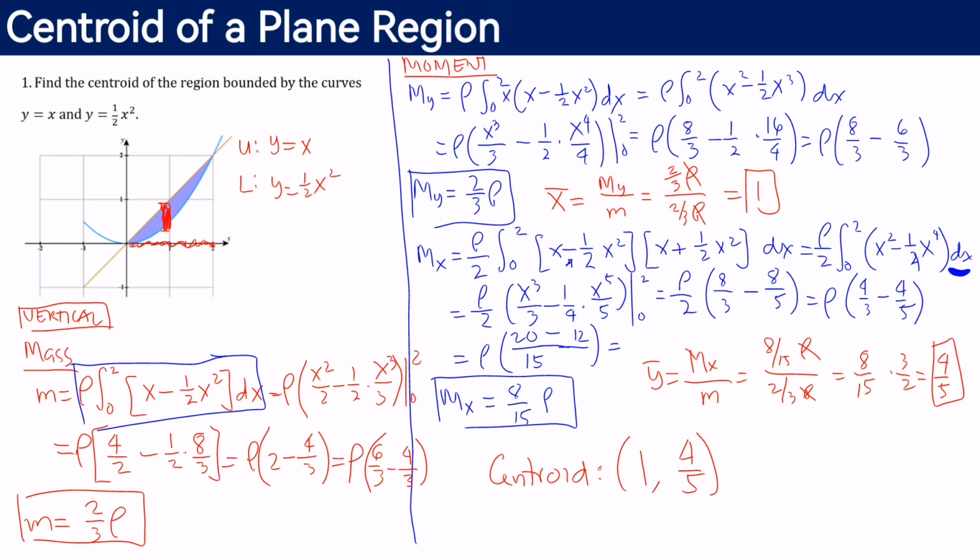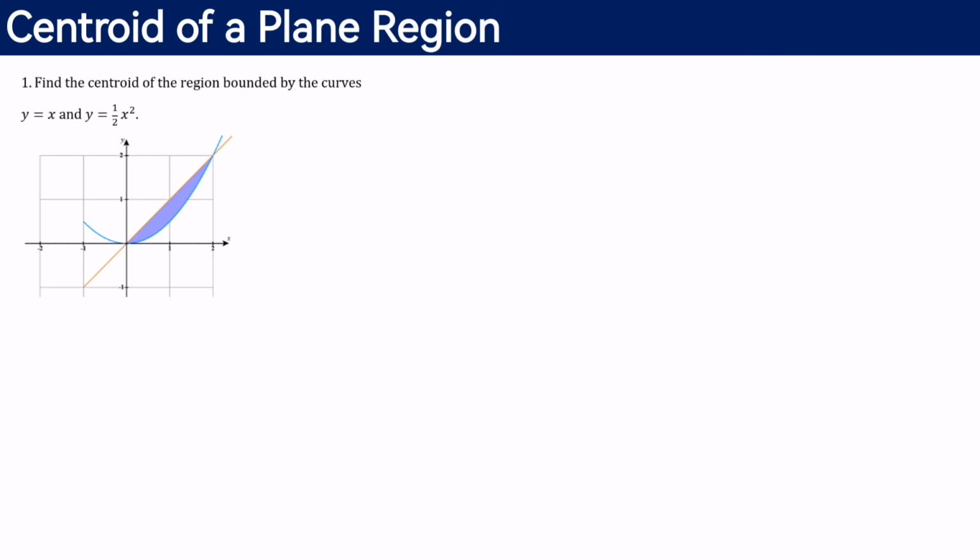That's it. Now let us solve this by considering horizontal rectangles. If that is the case, then our integration will be in terms of y from 0 to 2. Let me write that here, horizontal rectangles. Let's start by finding the mass.